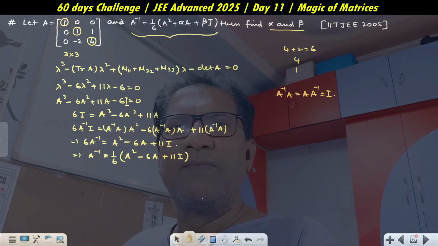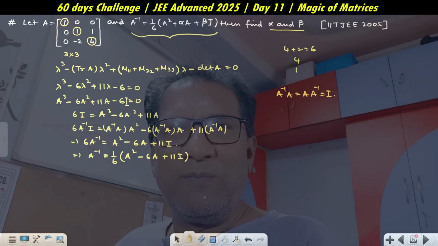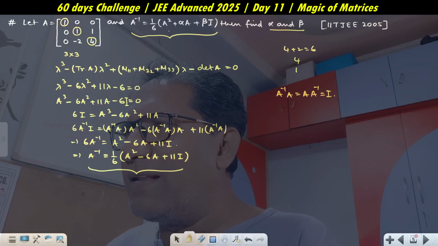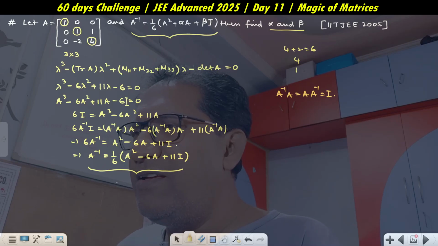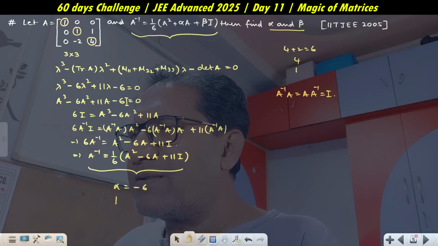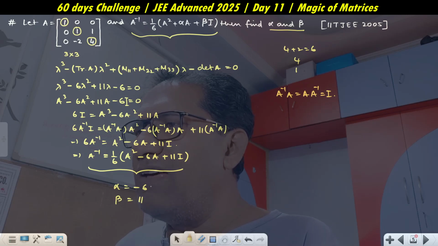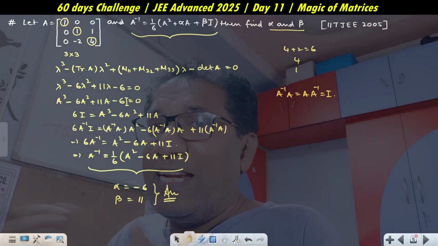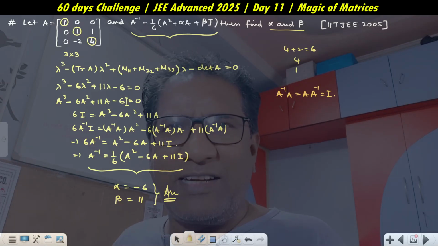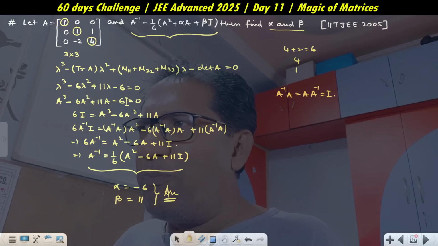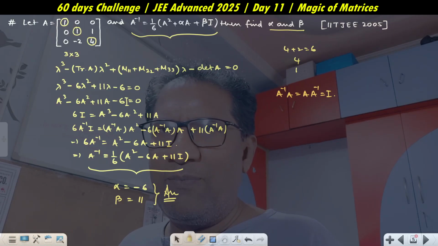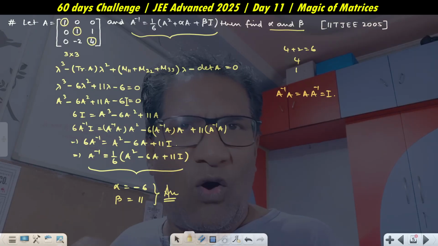That's it. The sum is over. The moment we get this, we will simply compare this with the given condition. So we get alpha is minus 6 and beta is 11. That's it. That's your answer. See how quickly we can solve this if we know the characteristic equation. I hope this whole thing that I taught you today is very, very clear to all of you. Okay?